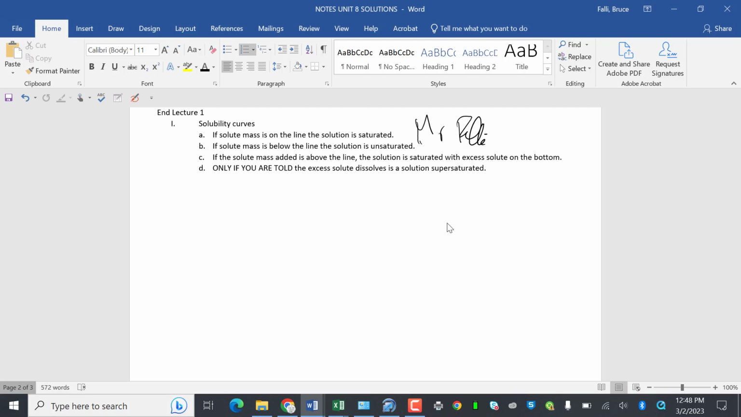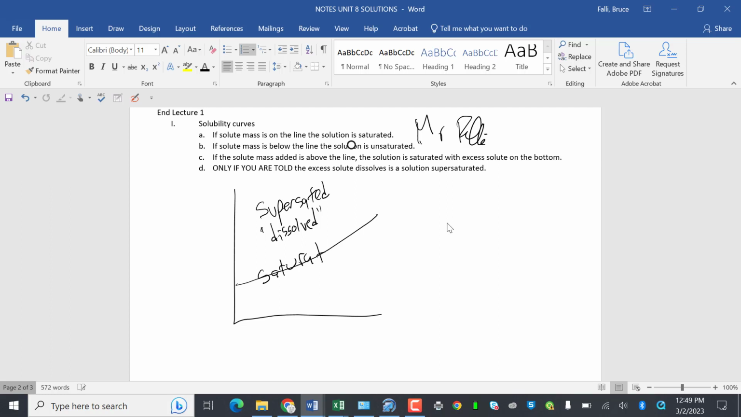Solubility curves. So basically, you're going to get a curve that's going to be like this. There's going to be a line. Simplest thing in the world. It is supersaturated if it's above the line, but it has to say the word dissolved. If it's on the line, it's saturated. And if it's below the line, it's unsaturated.